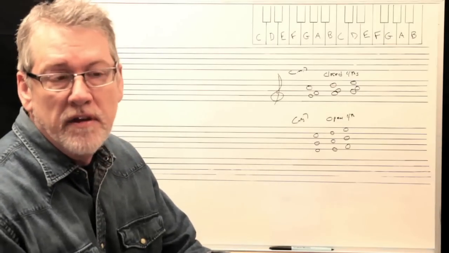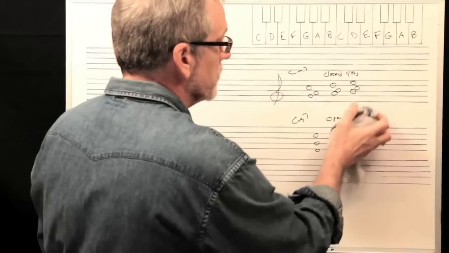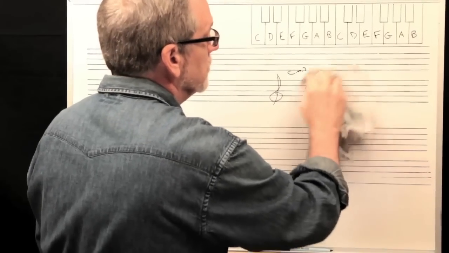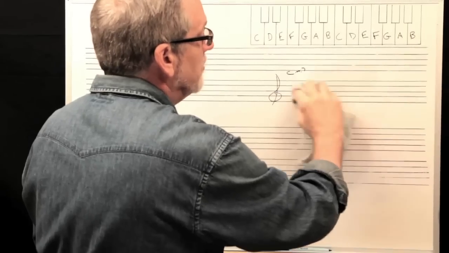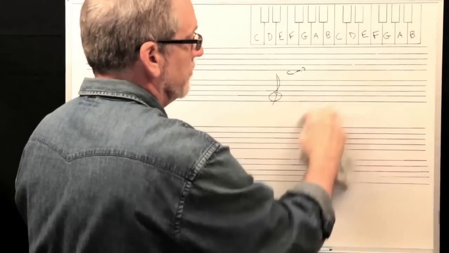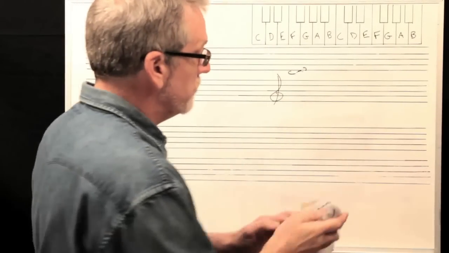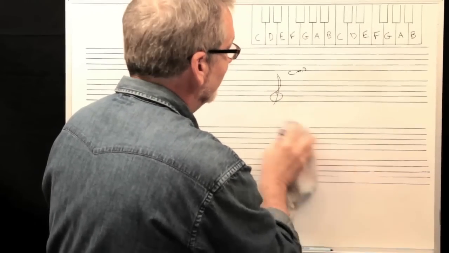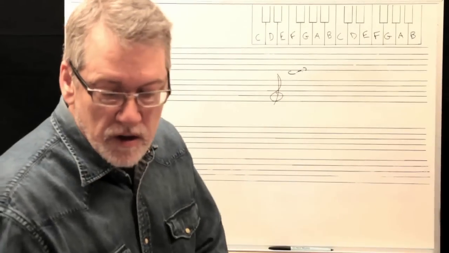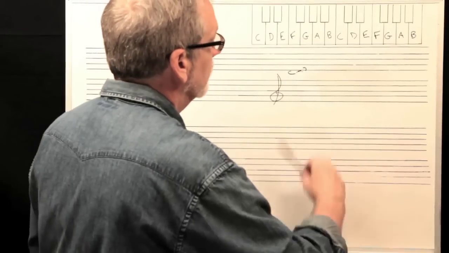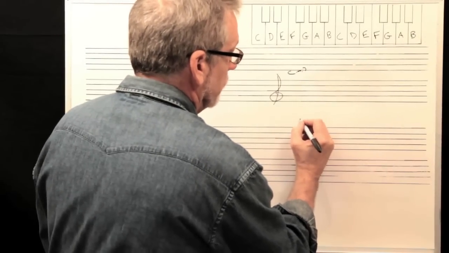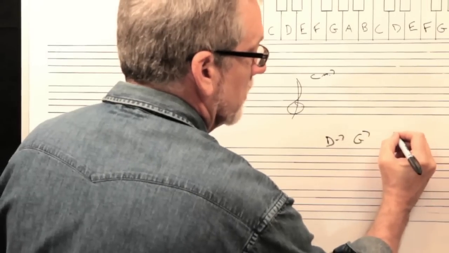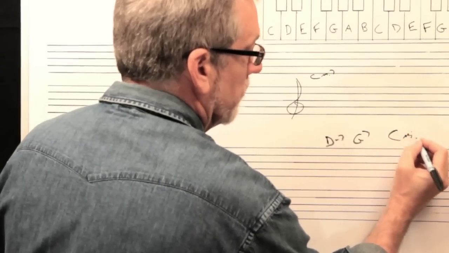Okay. And these are best with, you can, let's try it over a series of, let's do it over a 2-5-1 in C. And these are really good. I love fourths. I love dealing in fourths and fifths and open stuff. Okay, so let's say we have 2-5-1, D minor, G7, and C major. Okay.